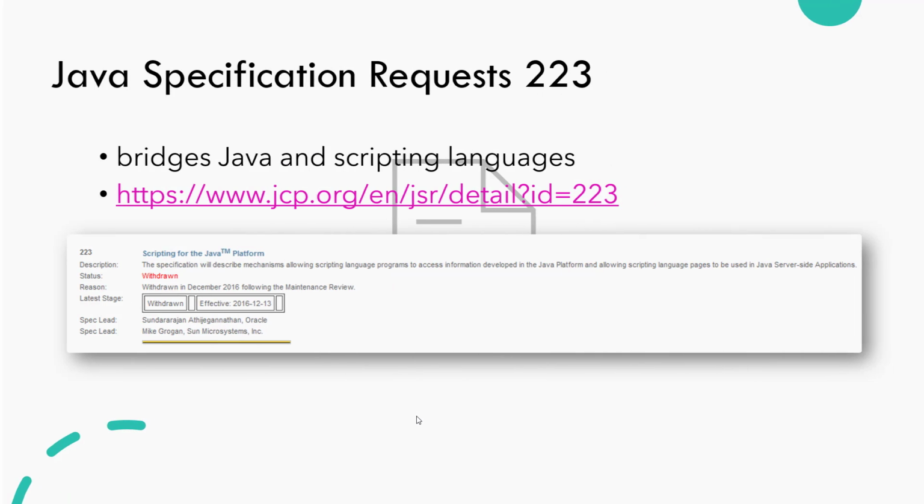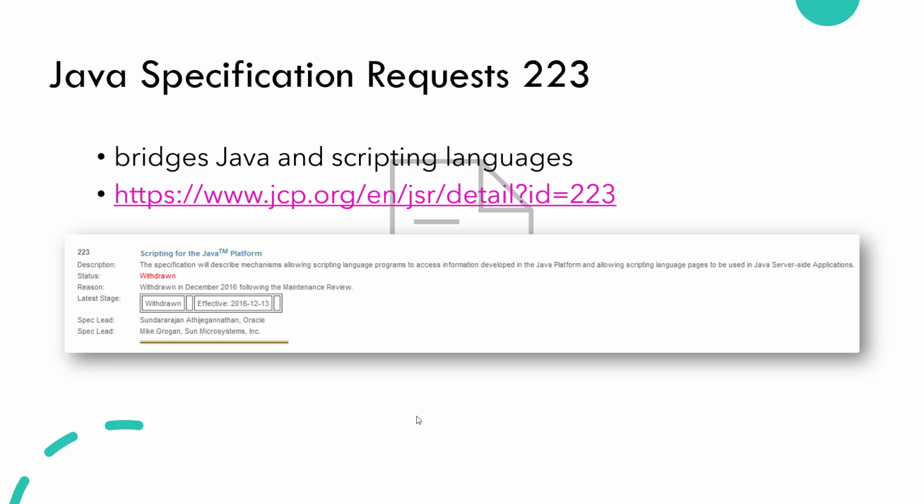JSR 223 comes from the ID 223, which is scripting for the Java platform. It helps you create a rapport between the Java language and scripting languages. You can learn more about JSR 223 at the jcp.org website, but eventually it got withdrawn in December 2016, because starting from Java 9, the scripting platform has been an integral part of the Java package. That is why it got withdrawn.